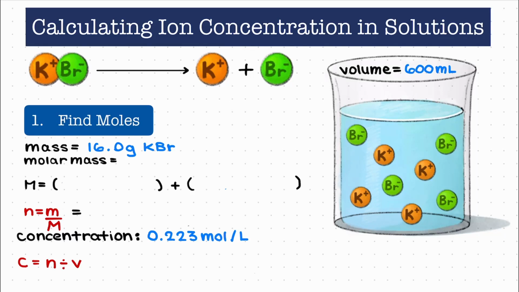Hello everyone, today we're going to look at calculating ion concentration in solutions. How these problems work is you're going to be given some sort of an ionic compound that is fully dissolved in water, and you're going to be tasked with finding the concentration of one or both species.